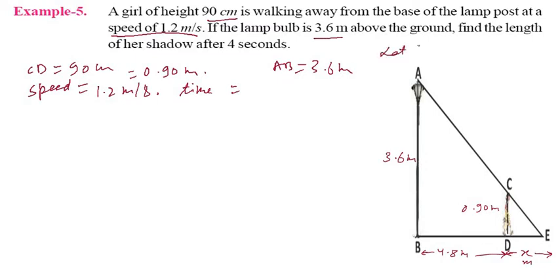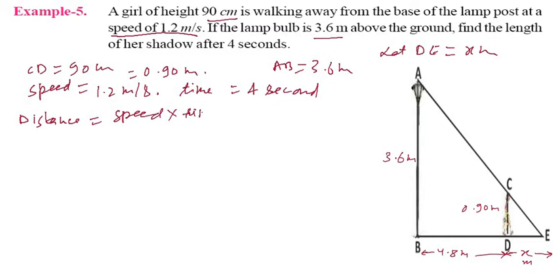Let DE be equal to X meters, that is the shadow, and her shadow after 4 seconds. So time is given as 4 seconds. Now distance is equal to speed into time. The speed is 1.2 and time is 4, so it is 4.8. That means the distance, that is the BD, is 4.8.